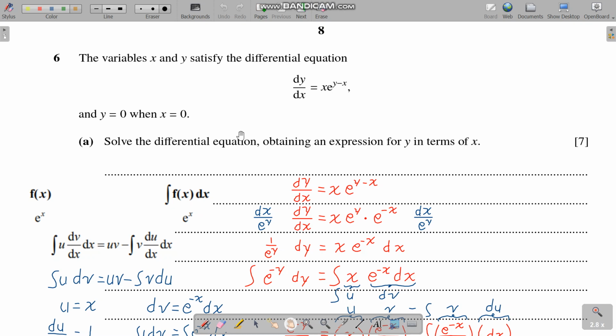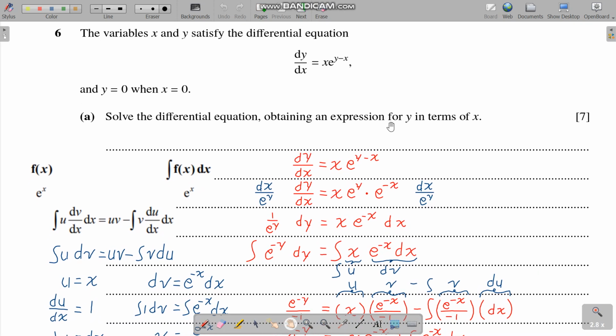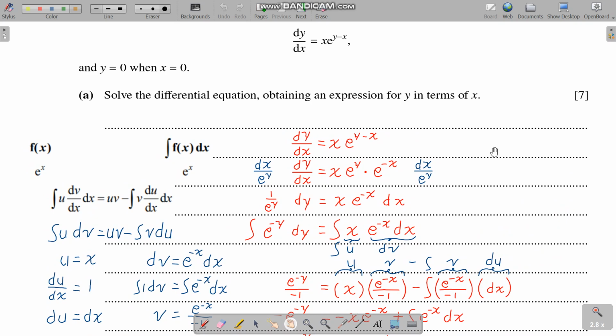Differential equation. Solve the differential equation, obtaining an expression for y in terms of x. So from this original equation, we need to separate the variables. So that's the first step. Separating variables means we want everything with y on one side and everything with x on the other side. We do that by multiplying or dividing both sides by something.